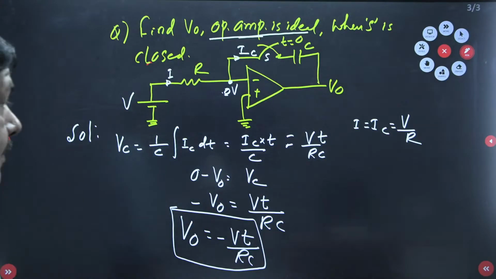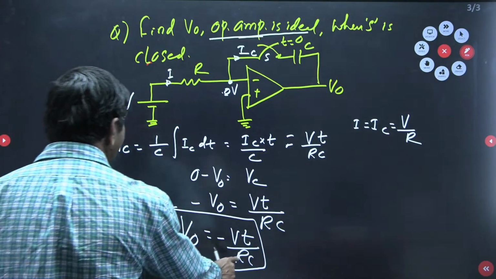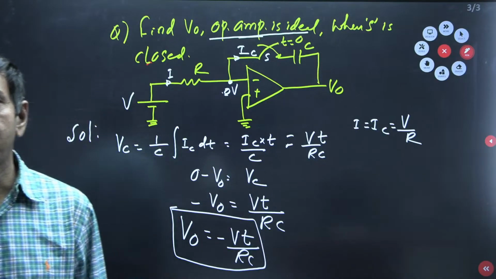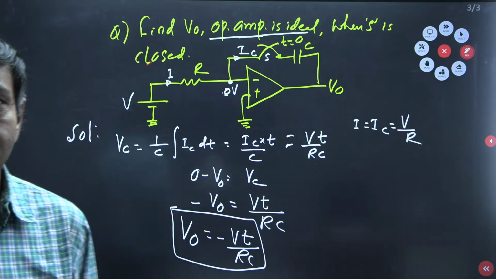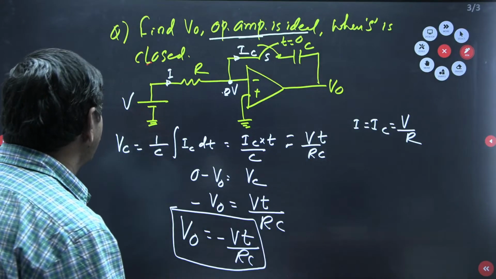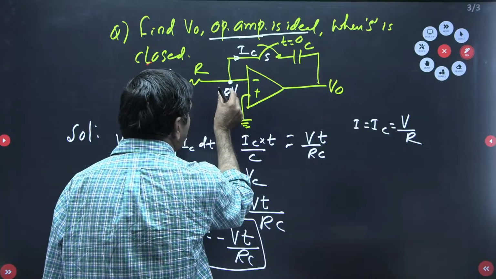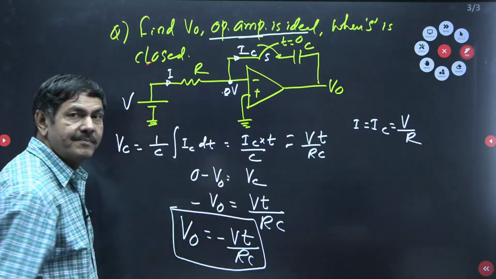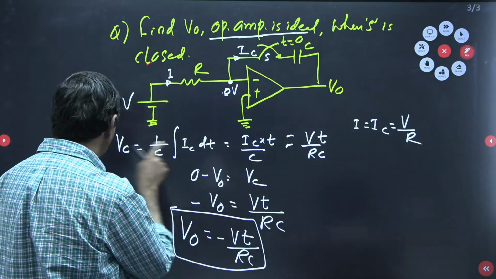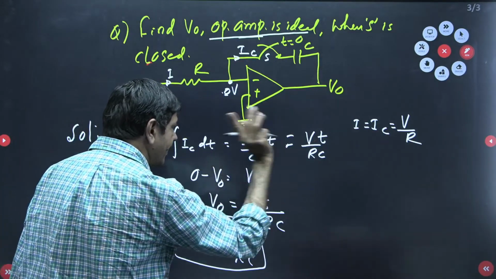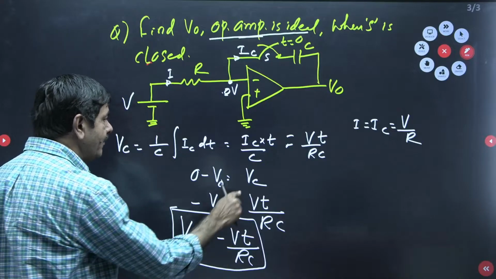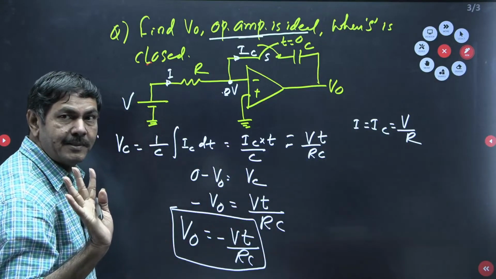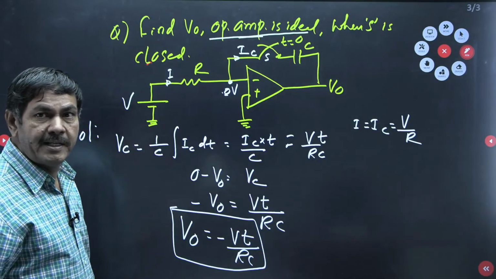Answer is minus V by R? No. Minus VT by RC only. Followed or not? Because V naught I can get: 0 minus V naught equal to VC only. That VC value we have to compute. That's why I calculated the VC value. Wherever you got VC, directly you can substitute VT by RC.